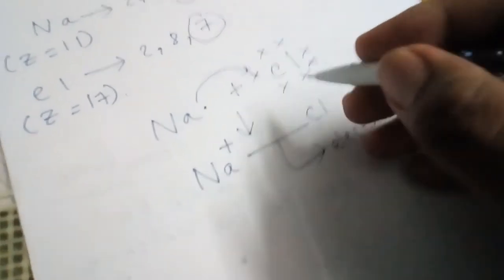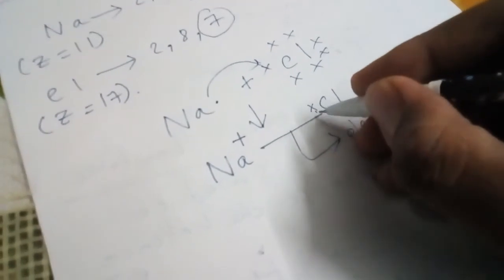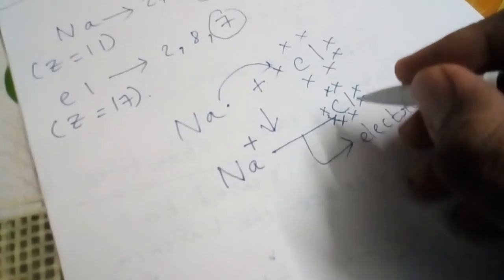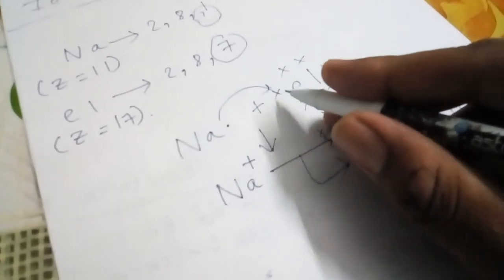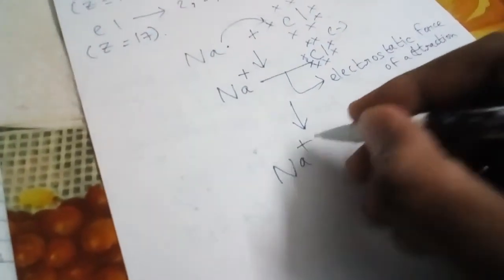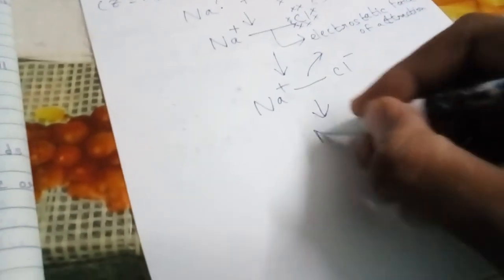And here will be chlorine. It gains 1 electron from Na, so 8 electrons, and 1 negative charge. Then again an arrow, and it will become Na plus Cl minus. This is the electrostatic force of attraction. Then it will become NaCl or Na plus Cl minus. This is the ionic bond.